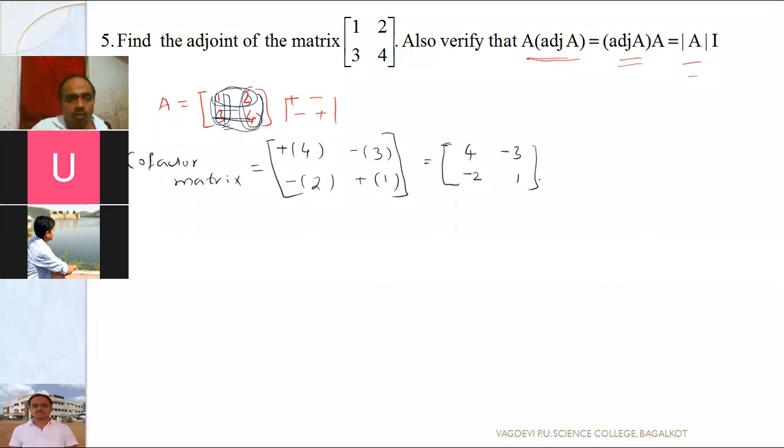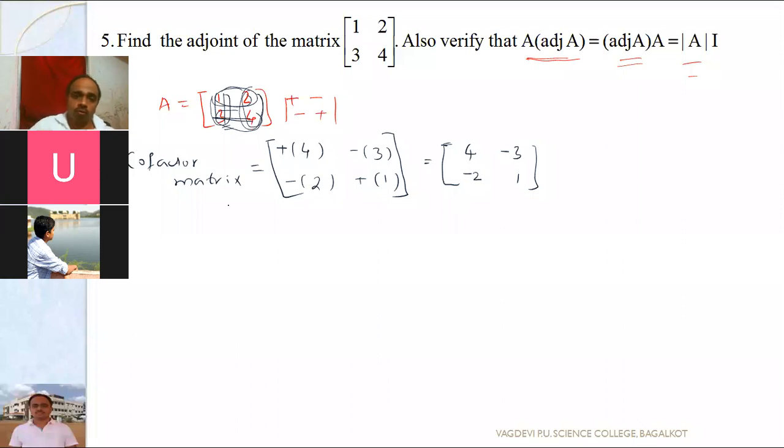Directly you can write cofactor matrix. How to write? First write plus, minus, minus, plus. Write some brackets, then delete the row, delete the column. What is the number left? Write that number. Again, next delete the row and column, write that next number. So like this, you can directly write cofactor matrix.